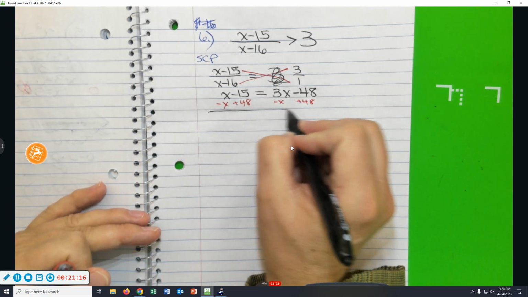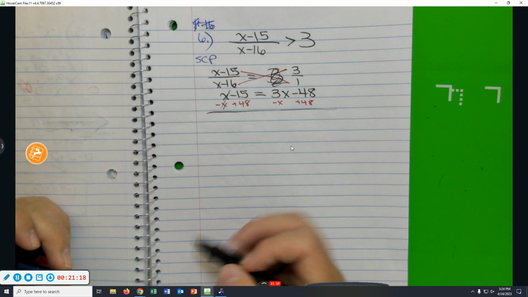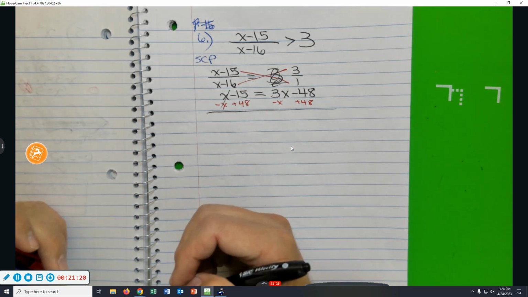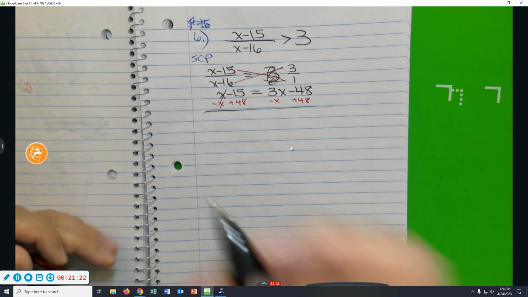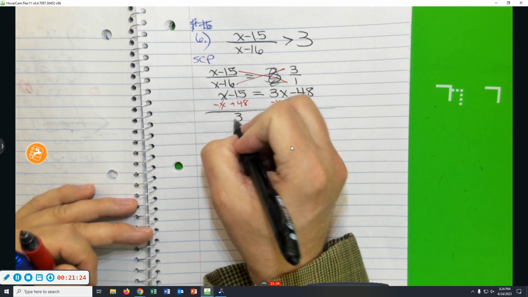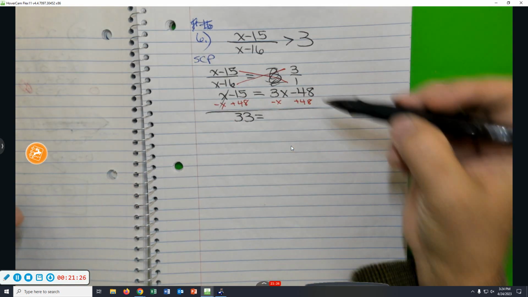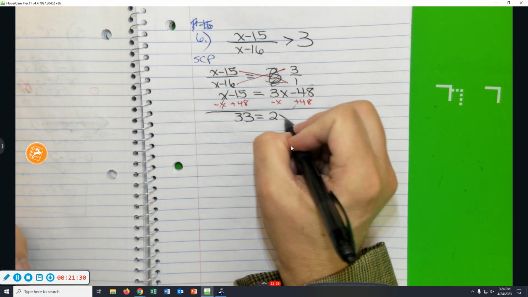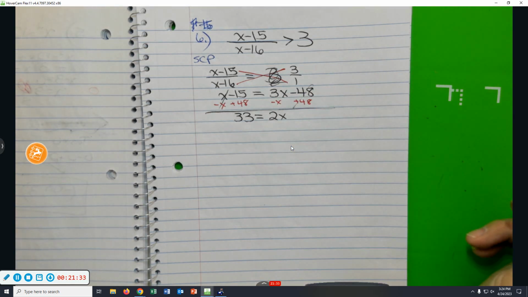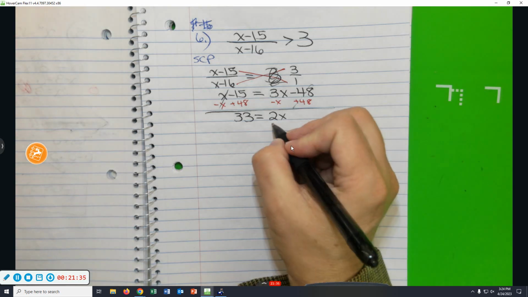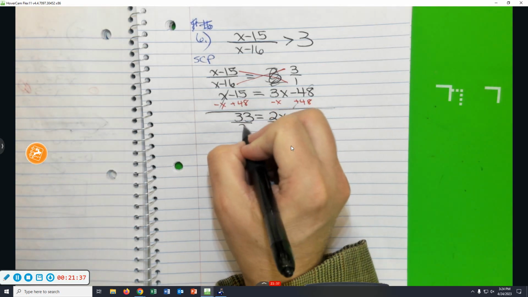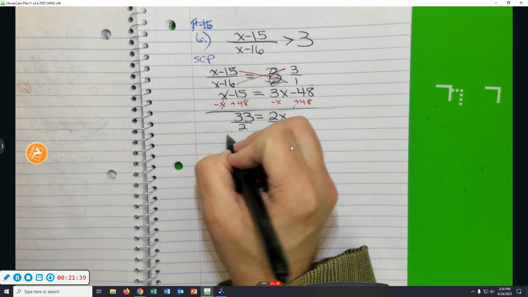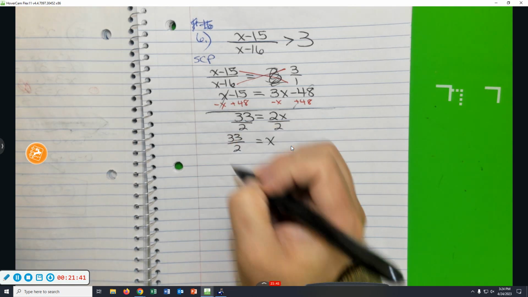So the x's there are gone. Negative 15 plus 48 is 33 equals 3x minus 1x, which is 2x. I agree. And then divide by 2 to give us 33 halves, for my solution cut point.